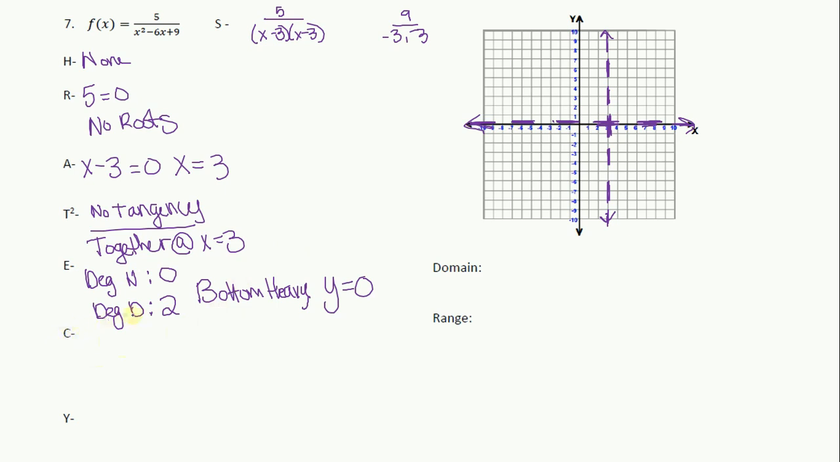C is for crosses, so we're going to set it equal to the end behavior, the horizontal asymptote. So 0 over 1 equals the simplified version, like that. If we cross multiply, we'll get 0 times that, which is 0. 1 times 5 is 5. So I get 0 equals 5. Well, that tells me these guys are not going to cross at all.